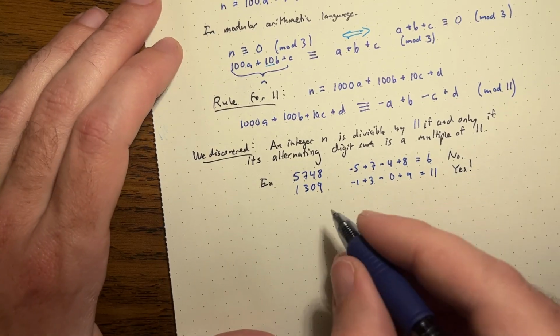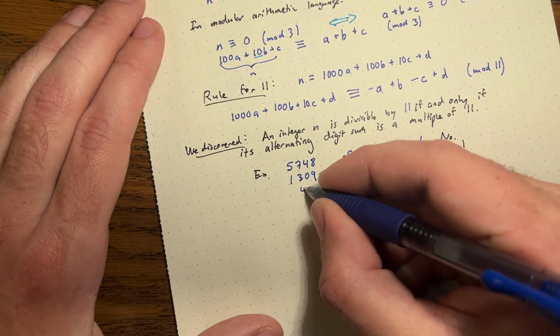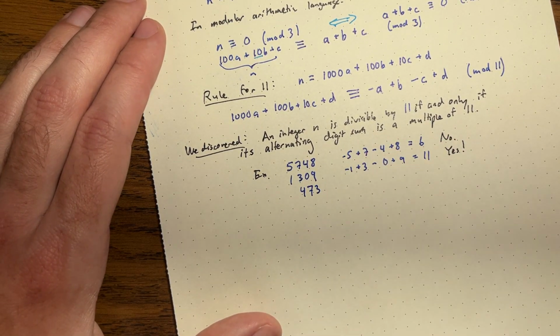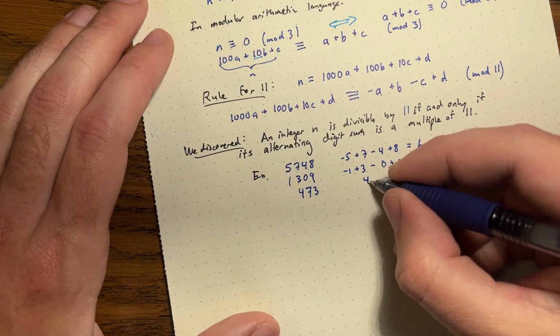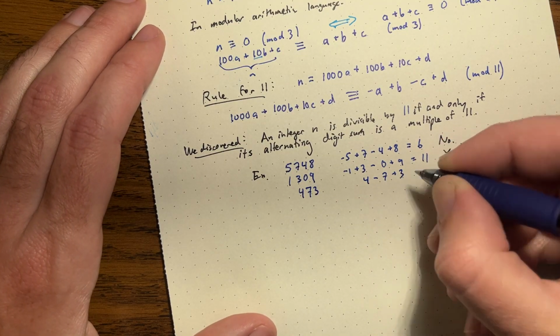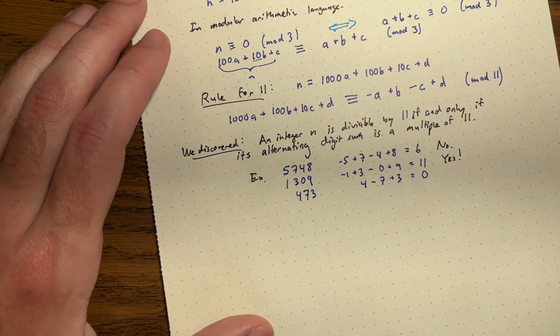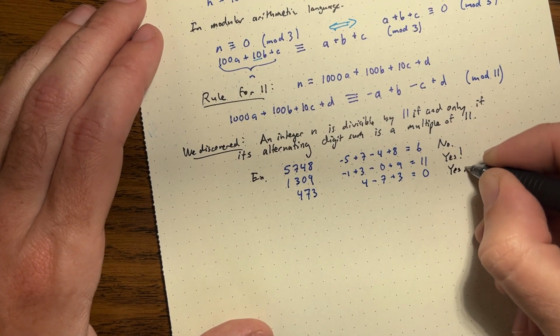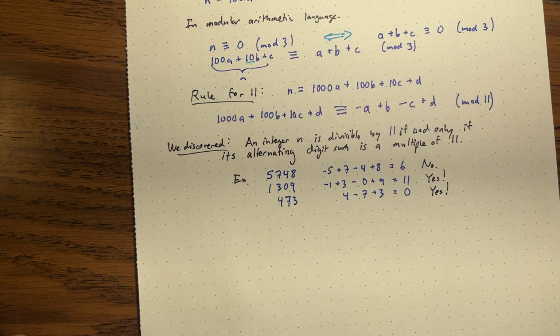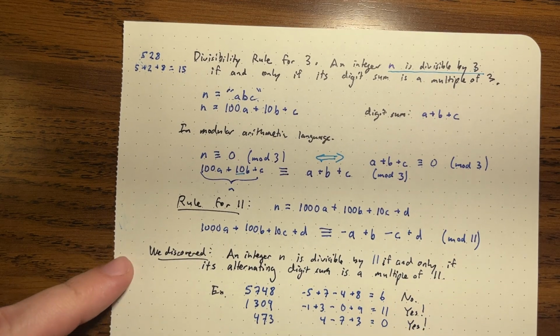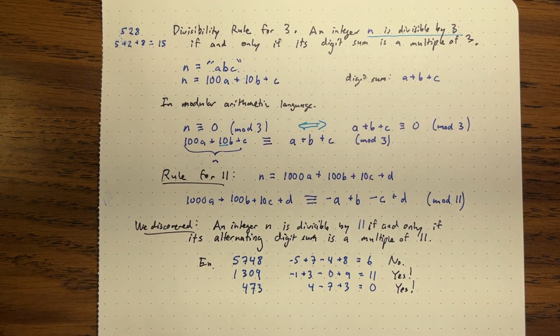This works for other size numbers too, so like a 3-digit number, right? 4, 7, 3. You can just do 4 minus 7 plus 3. That is 7 minus 7 is 0. So yes, that one works, because 0 is a multiple of 11. Okay, and there are many more of these that you can discover. Okay, so that's it for modular arithmetic. Thanks for watching.